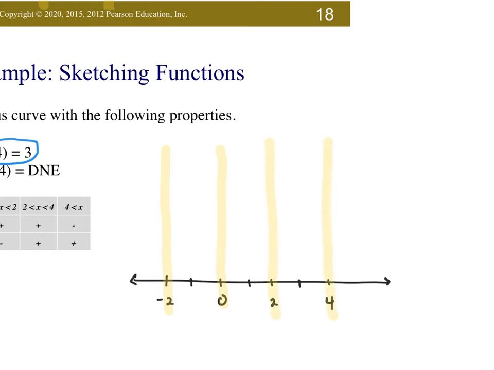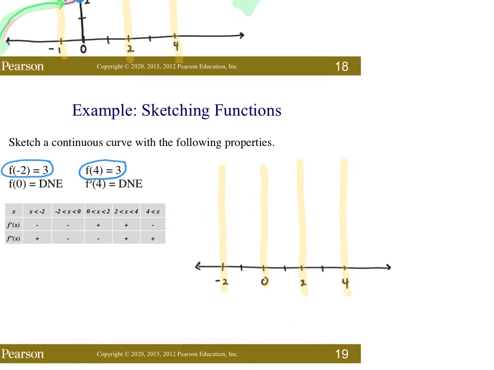Okay, and I need to put a couple of points on my graph, so I've got (-2, +3). If this is the y-axis here, (-2, +3) is going to be right here. And (+4, +3), so right here. I need to make sure I go through those points.